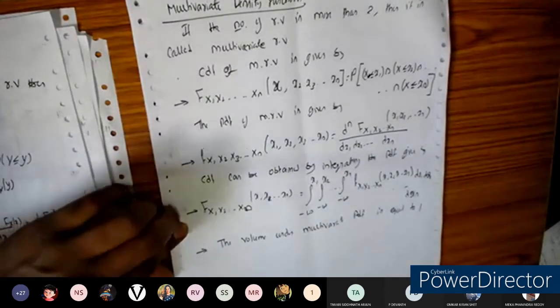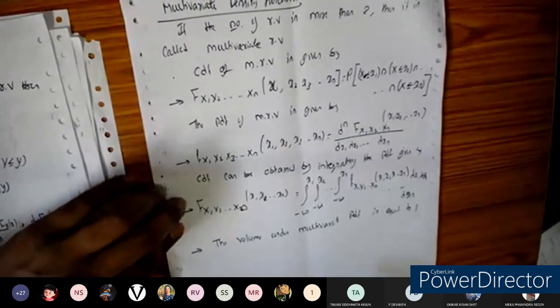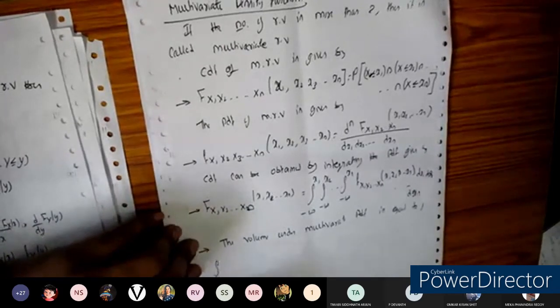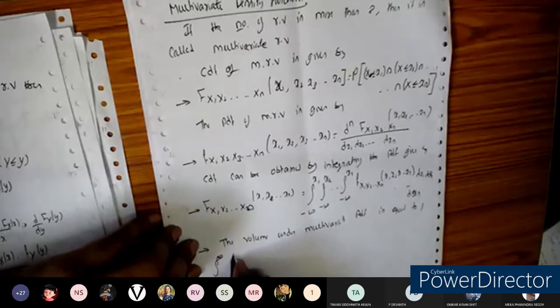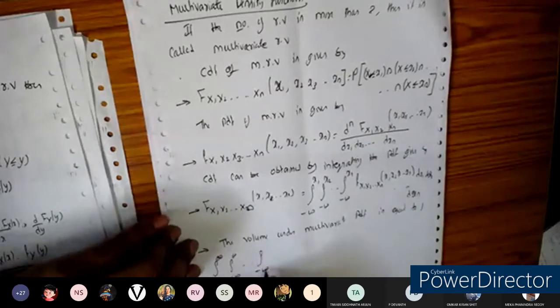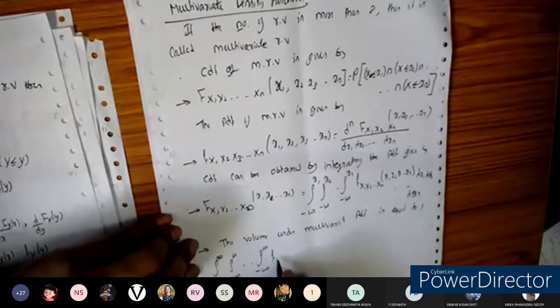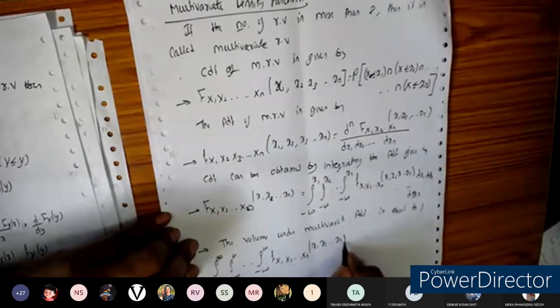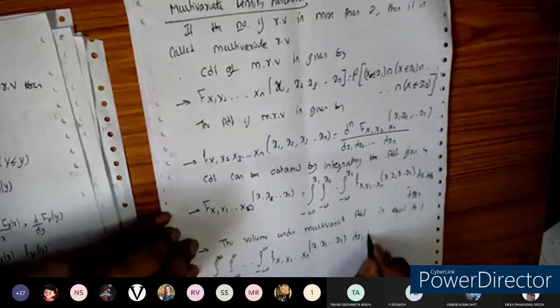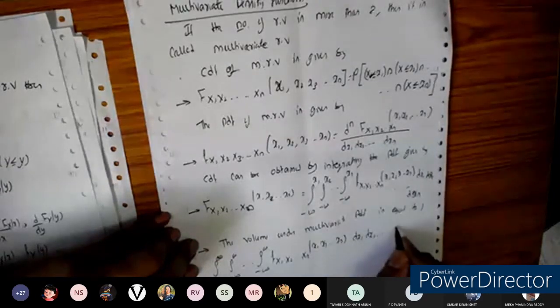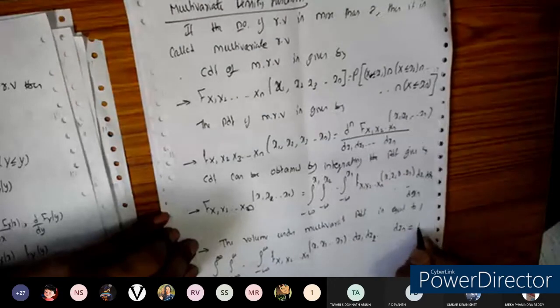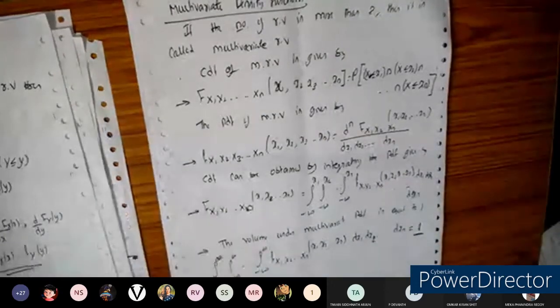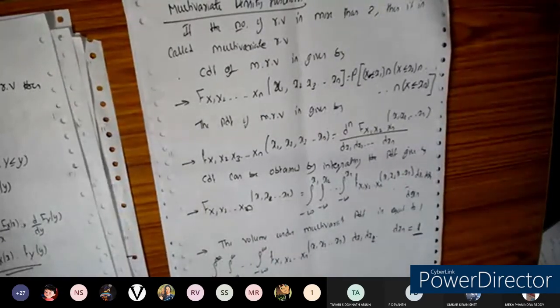This is equal to 1, because whatever the volume under this is, it will be equal to 1. So that is the integral. If you are going to integrate from minus infinity to plus infinity, how many times? How many random variables are there? So many times we need to integrate. If there are n random variables, we need to integrate n times, up to xn, of f(x1, x2, up to xn), with respect to dx1, dx2, up to dxn. So this is equal to 1.